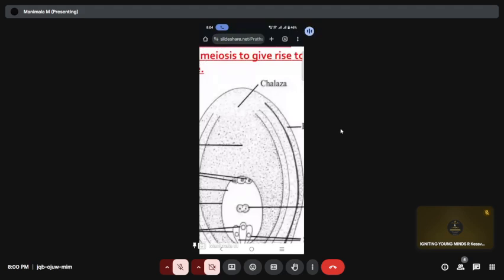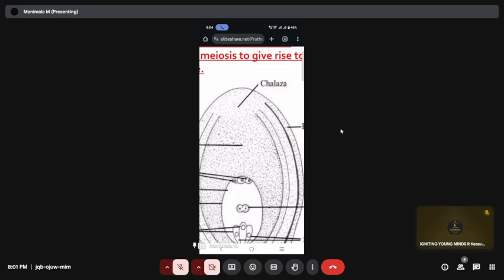Chalaza. How is the chalaza made up? Integuments and nucellus fuse together. Very good. Integument, nucellus, and funiculus fuse together. Where the nucellus, integument, and funiculus fuse together is called what? Chalaza. So where does fertilization take place?